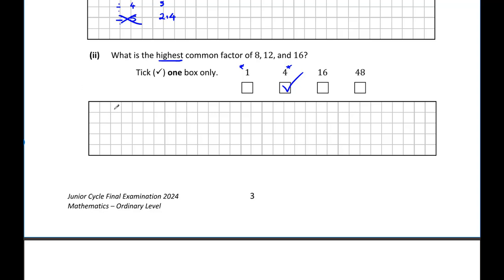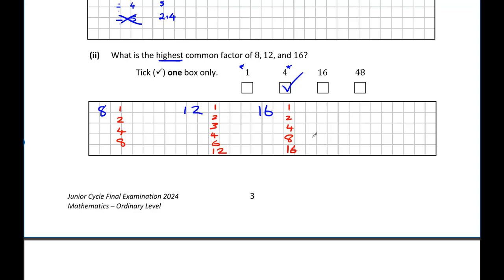Okay, now if you didn't know that, you could do this. So you've got 8, we have 12, and we have 16. Another way of looking at it, what are the factors of 8? You've got 1, 2, 4, and 8. These numbers divide into 8 without any remainder. What are the factors of 12? 1, 2, 3, 4, 6, and 12. And then 16, what are the factors of 16? 1, 2, 4.